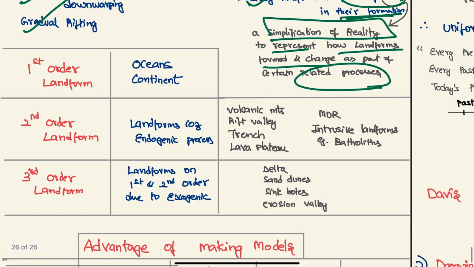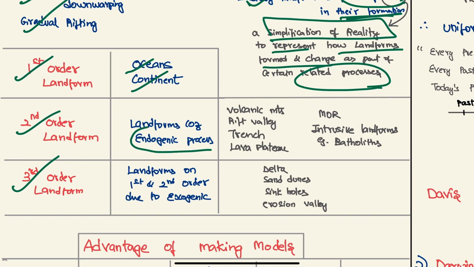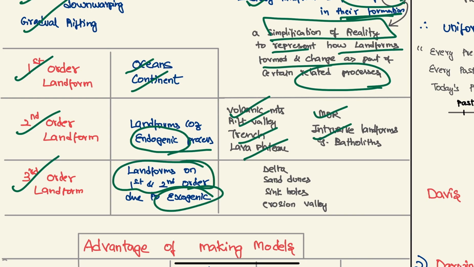There can be three types of landforms: first order, second order, and third order. First order landforms are oceans and continents, and second order landforms are formed because of the endogenic processes. Examples are volcanic mountains, intrusive landforms, rift valleys, trenches, and lava plateaus. Third order landforms are formed on first and second order landforms due to exogenic forces. Examples can be delta, sand dunes, sinkholes, and erosional valleys.